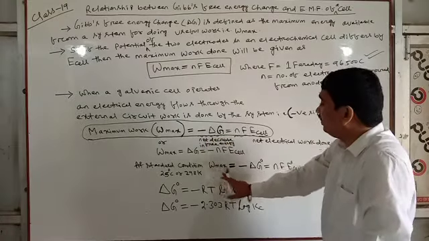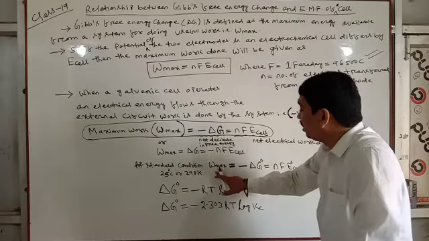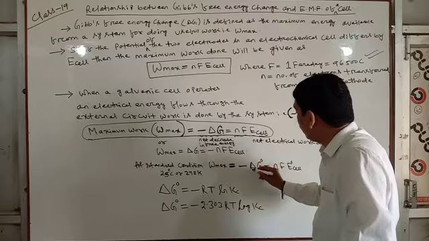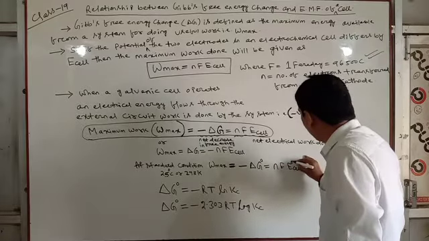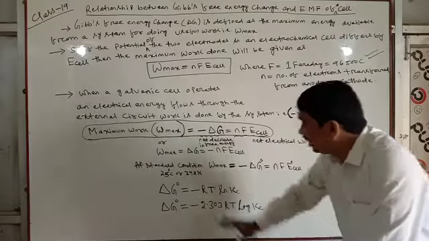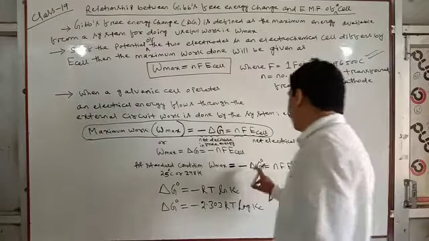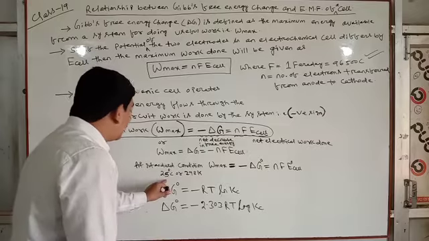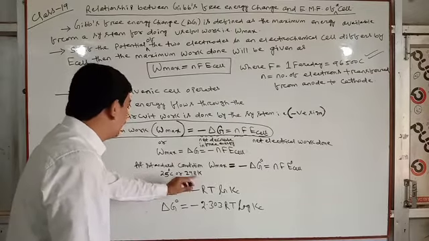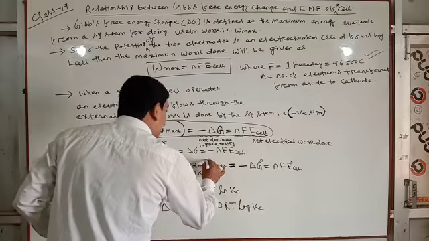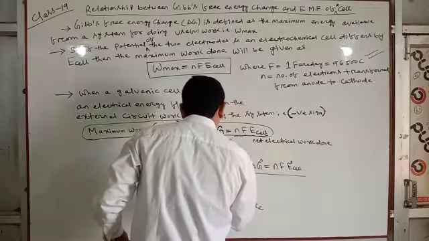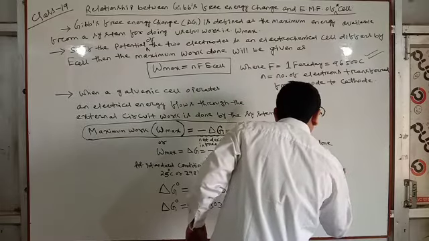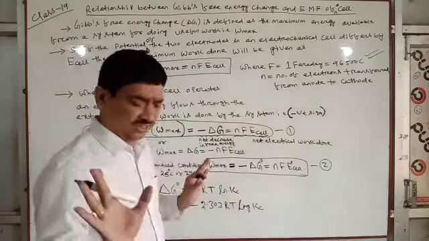Standard condition formula: at standard condition, W max equal to minus delta G naught, which is equal to nFE0 cell, and that is at 25 degrees centigrade or 298 Kelvin. That is the standard condition. At standard condition, you can apply this formula. There are two formulas. First is this, second is this.